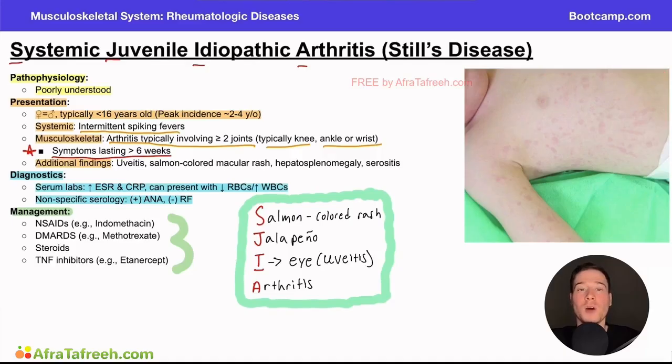The question could then go on to ask you, which of the following findings might you expect to see in this patient as well, or which of the following findings would be associated with this patient? And one of the key ones that hasn't been given in the question set so far is going to be the maculopapular rash. So that would be the answer.